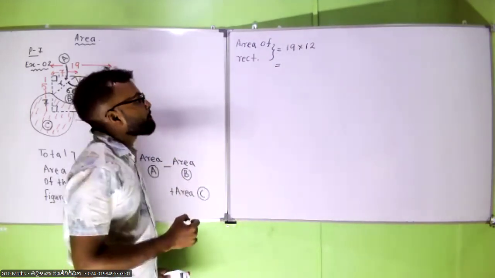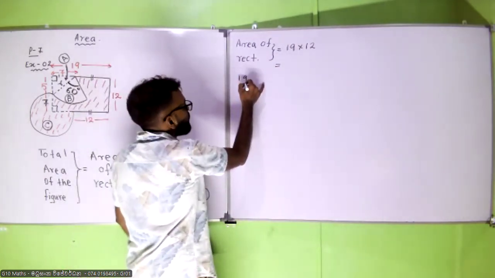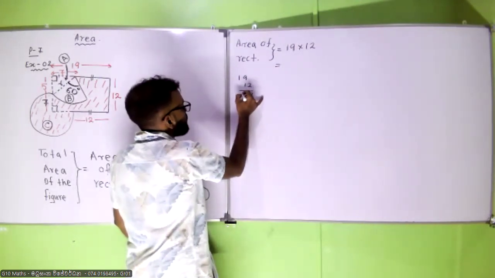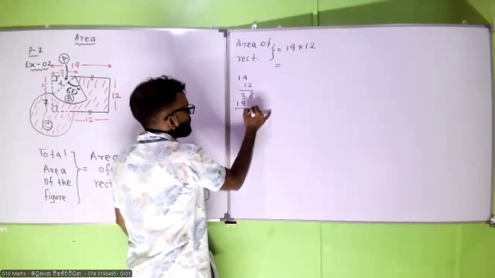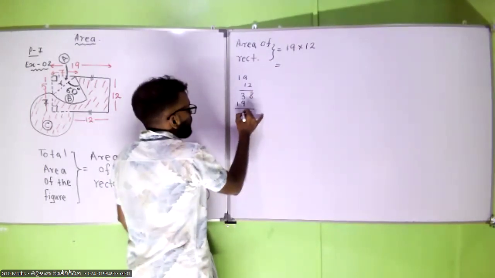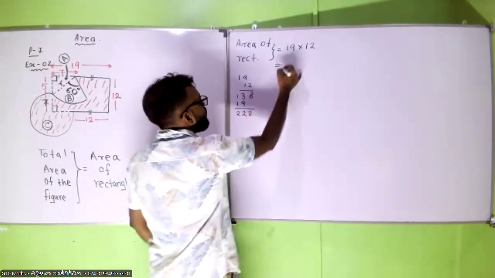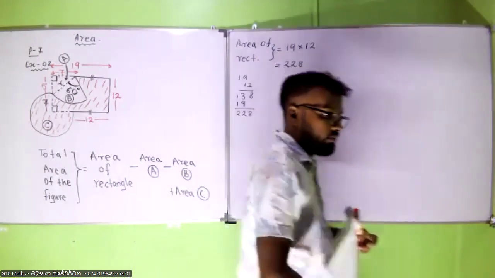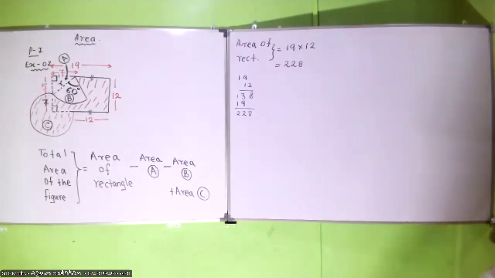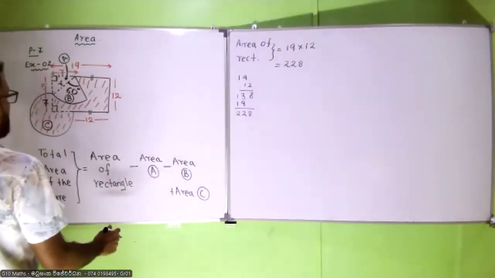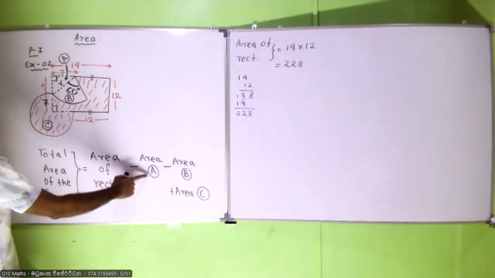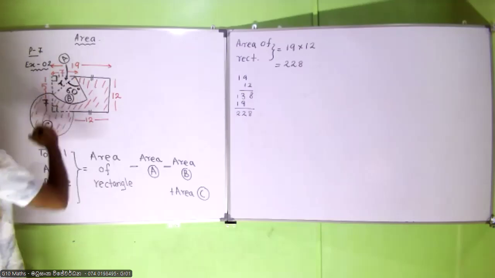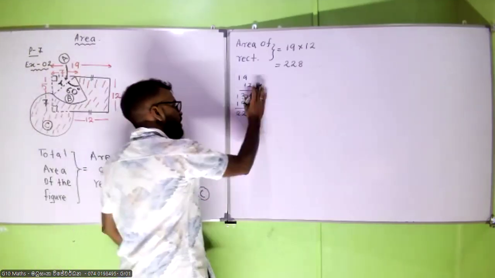19 multiplied by 12 is 228. Then, can we find the area of A? No. Before finding the area of A, we have to find this R. How to find R?